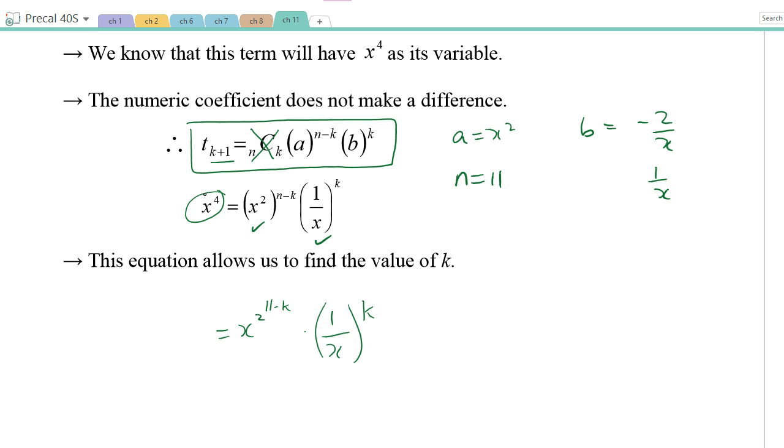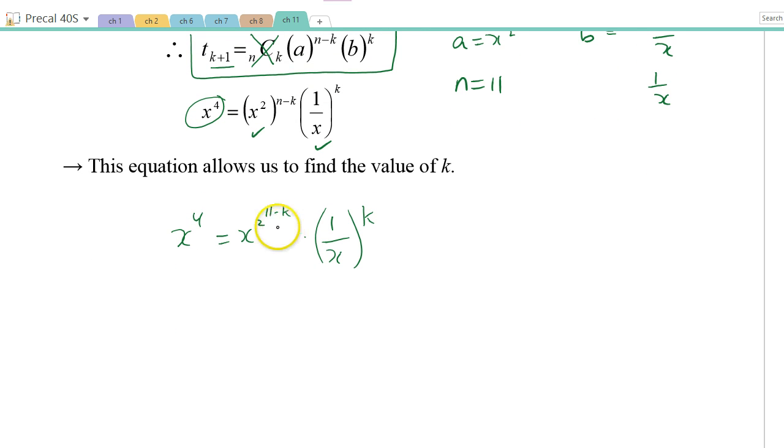Well, that's because they told us that term number k plus 1 is equal to the x to the fourth. So that's the part that we know is x to the fourth. Alright, so we're almost home. x squared to the power of 11 minus k. So let's deal with this part here. This power to a power turns into x to the power. When it's a power to a power, you multiply. So this is going to be the same thing as x to the power of 22 minus 2k, multiplied by, now if this is 1 over x, it's going to be the same thing as saying 1 over x to the k, is equal to the x to the fourth.